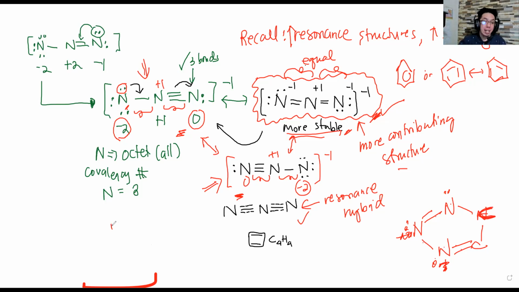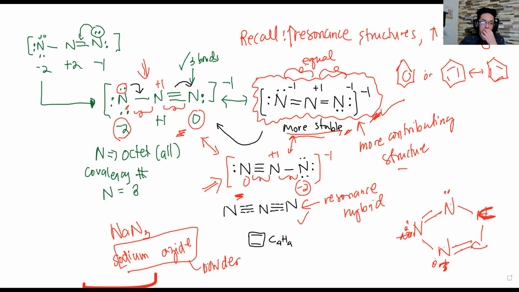It's in salt form. Usually, you can buy azide as sodium azide. It's in salt form, a powder. Okay? So, of course, is it soluble in water? Yes, because it's a salt.